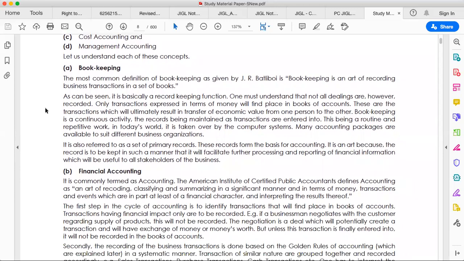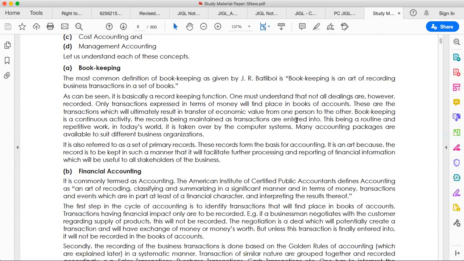As can be seen, it is basically a record keeping function. One must understand that not all dealings are recorded. Only monetary transactions are recorded, whichever affect your financial statements. For example, some employees join the organization, some employees leave the organization; those entries are not covered in bookkeeping. Only transactions expressed in terms of money will find place in books of accounts. These are the transactions which ultimately result in transfer of economic value from one person to another.